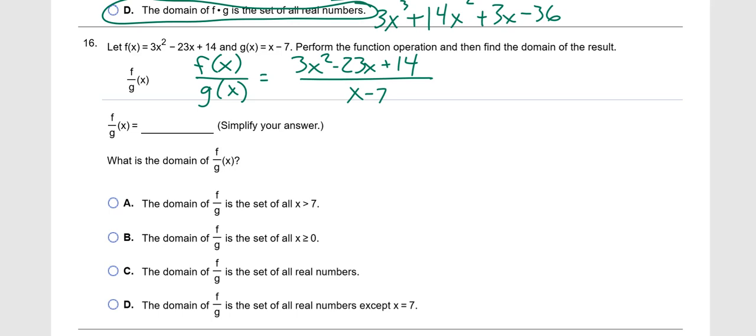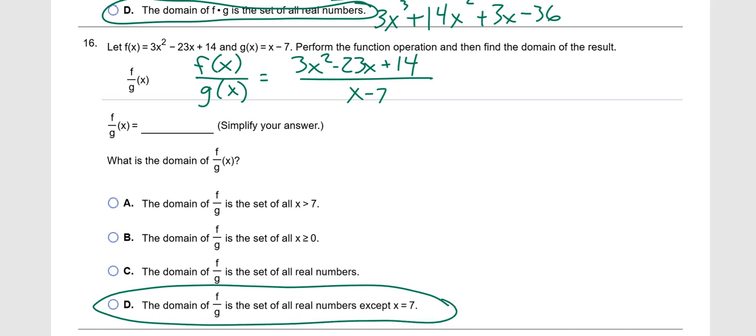Which domain are we looking at? A, B, C, or D? Which one? D, I agree. Right? Anything except for 7, right? Right there, we have a denominator. If I plugged in a 7, I would have a major problem.